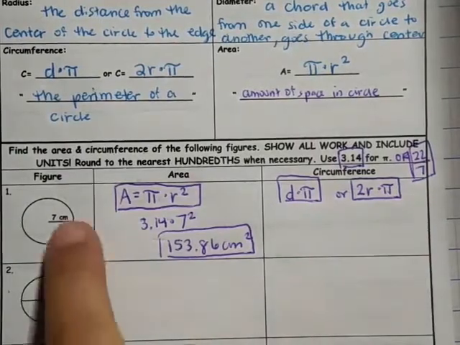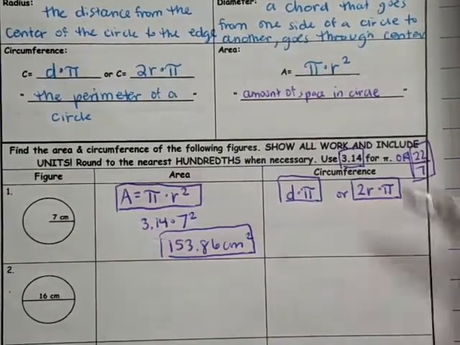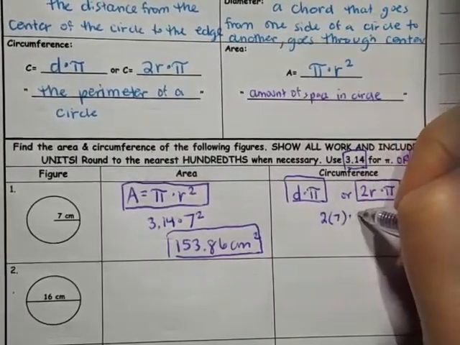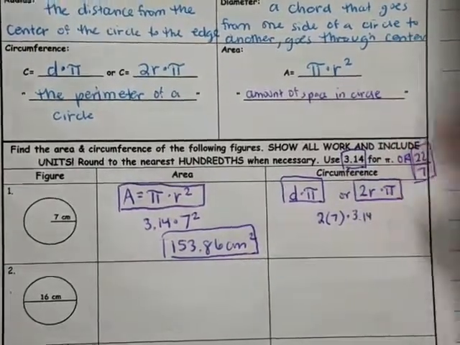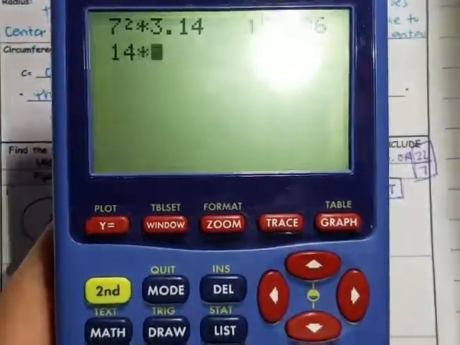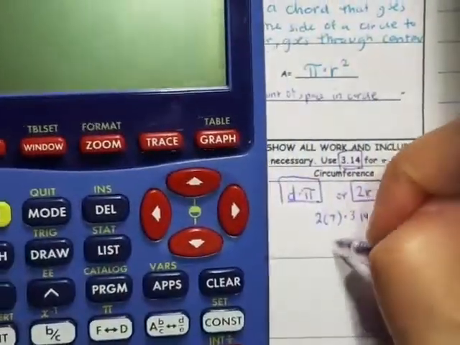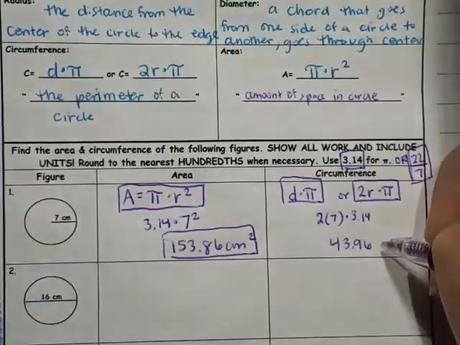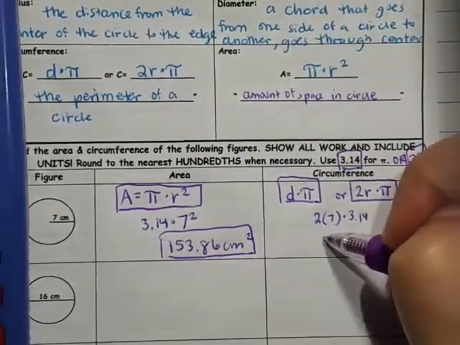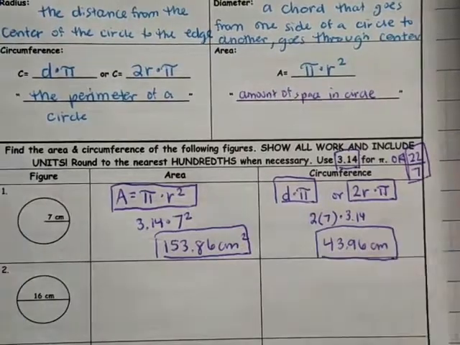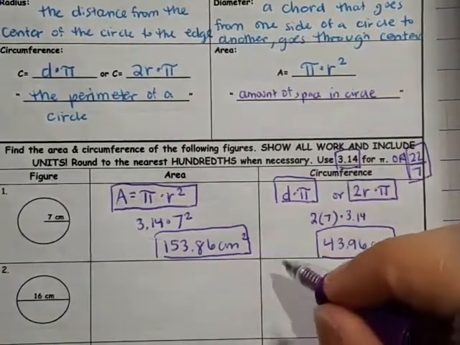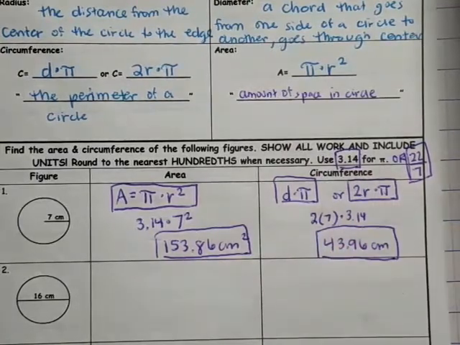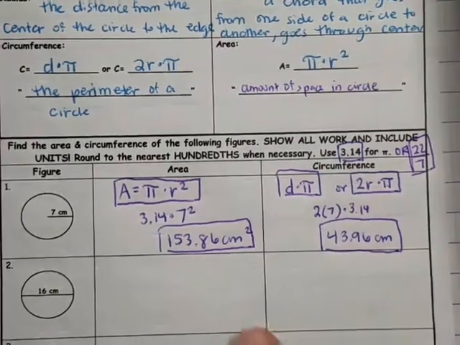Okay. Circumference is diameter times pi, or 2 radii times pi. So we're going to double our radius and make it 14. So 2 times 7 times pi. So 14 times 3.14 gives me 43.96 centimeters. Now circumference is like perimeter, so it's one direction. So you do not put a squared, because it's not the amount of space in the circle. It's just going around the circle.